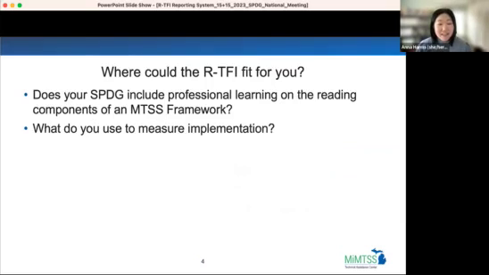So we're going to talk a little bit about the RTFI, and we don't have a huge group here, but I am curious if you want to put into the chat or even just unmute. Maybe you're here because your SPDG includes some professional learning connected to the reading components of an MTSS framework. Can I do a shout out if that's you? Are there literacy components of your SPDG? Rondalyn, yes, thumbs up there. Very good.